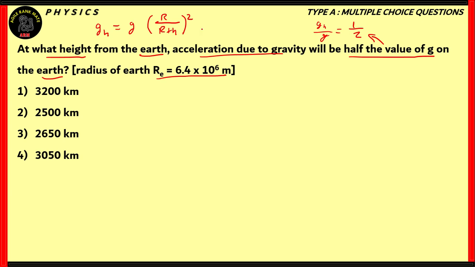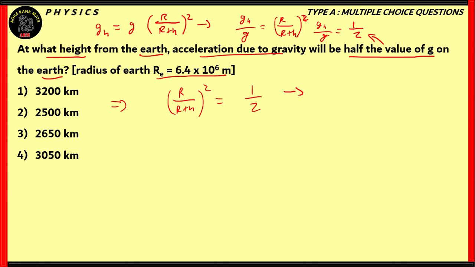Now remember this formula for the acceleration due to gravity at a height, we can convert it to gh over g as equal to r divided by r plus h, the whole square. So basically this right hand side here and this right hand side are equal because they share the same left hand side. So in effect what we get is r divided by r plus h, the whole squared, gives you 1 by 2. Now of course if we take square root on both sides, what we get is r over r plus h as equal to 1 over root 2.